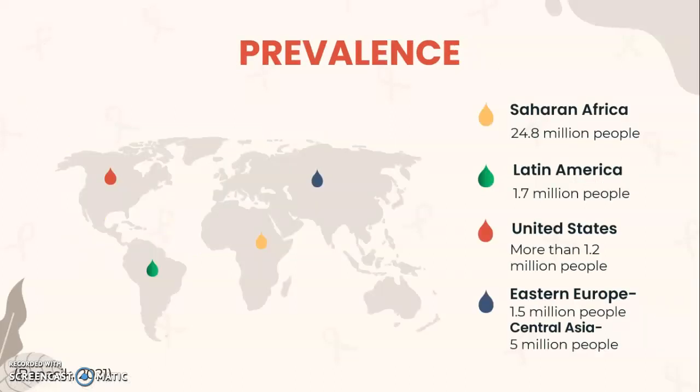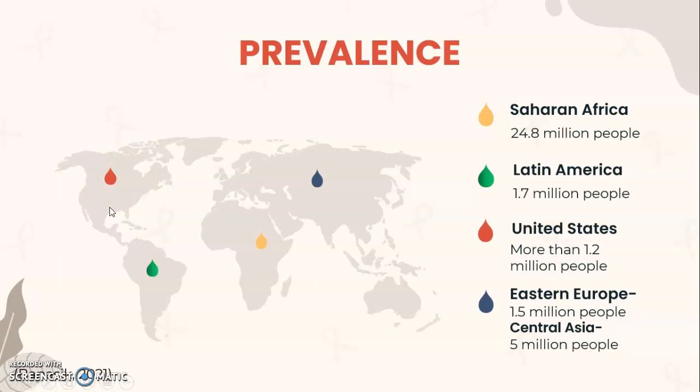Next we have prevalence, and we'll start with Sub-Saharan Africa. About 24.8 million people are affected in Sub-Saharan Africa. In Latin America, 1.7 million people are affected. I'll skip over to Eastern Europe, 1.5 million people are affected. In Central Asia, 5 million people are affected. And then in the United States, it's fewer people affected, more than 1.2 million people.